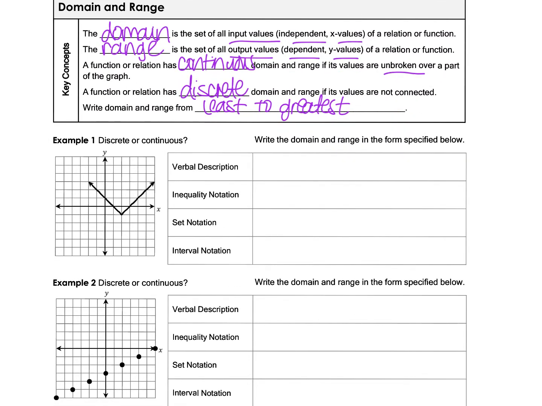Example 1 wants us to classify it as discrete or continuous. If you notice, we do have a V here, and notice that it's unbroken, so this would be continuous. We're going to write a verbal description of the domain and range. Remember, domain is x, and your range is your y. If we look at the x-axis here, notice it's continuous to the left and to the right. So for your domain, I'll just write a D here. In verbal description, I would just put all real numbers because it's continuous.